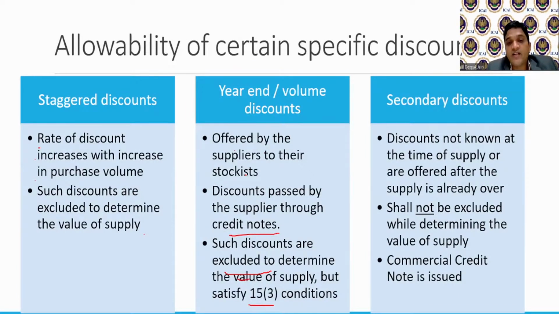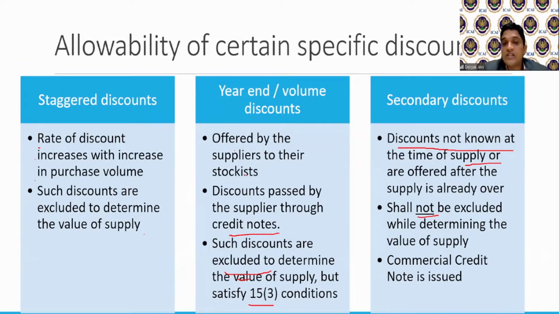Then there are secondary discounts, which are not known at the time of supply. Like, say Diwali came, I didn't agree on anything with him, but just to encourage him, I'm giving him a discount. These discounts are not known at the time of supply and not based on purchase volumes, but on my sales. If I am happy, I give it. Discounts not known at the time of supply, or offered after the supply is already over, shall not be excluded while determining the value of supply, which means for this, they will not get the benefit, and I will not get the GST benefit either.